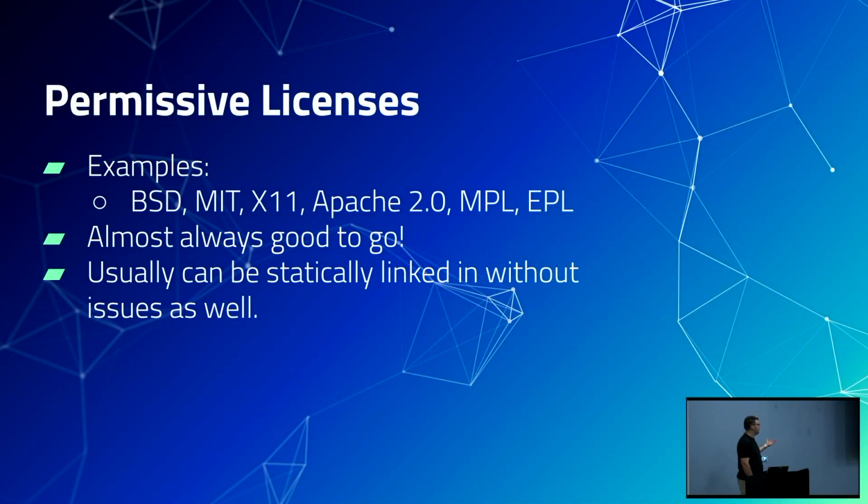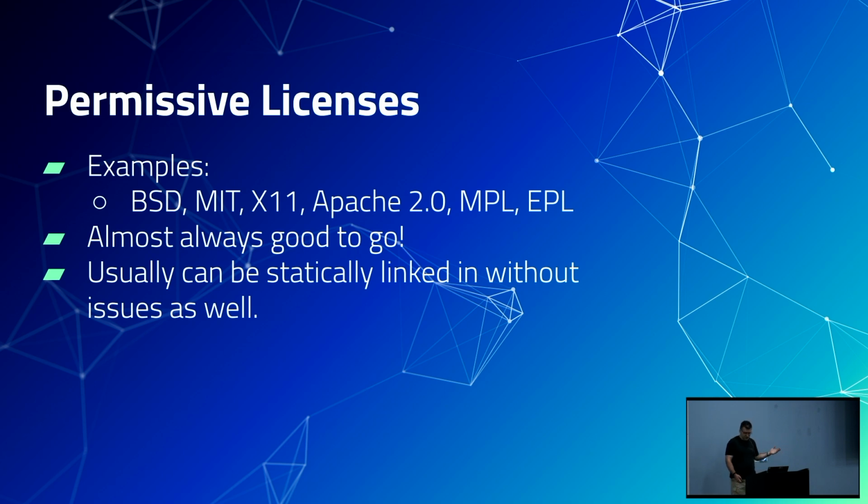Let's start with permissive licenses. This is the stuff that we all know and love. This is the foundation of Unix. The BSD licenses, the MIT licenses, Apache 2.0, the Mozilla public license, the Eclipse public licenses. You can just use these. This isn't a problem. Most companies don't care.